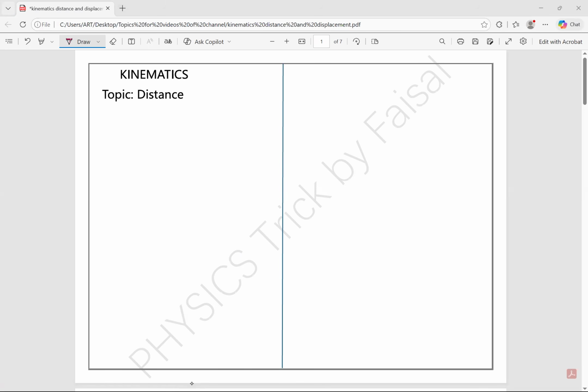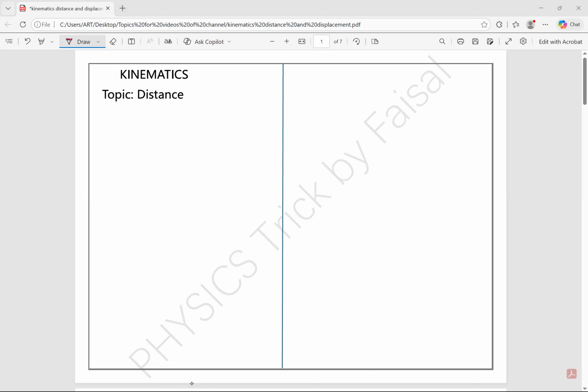And today we are going to start the chapter of kinematics. My today's lecture is for IGCSE and GCSE students. So in this topic, we are going to discuss distance and then displacement. And later on, we will be able to differentiate between distance and displacement. So let's start this topic.